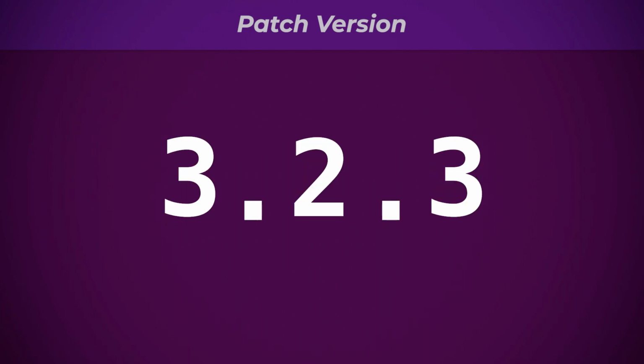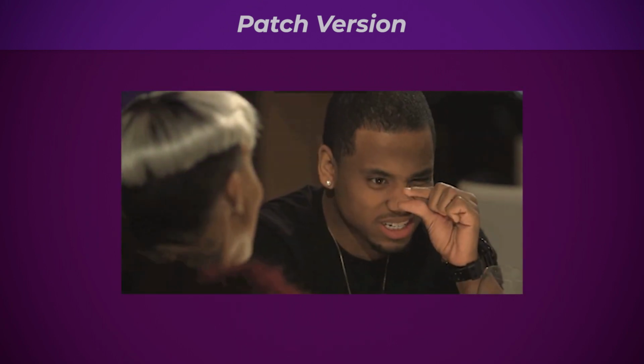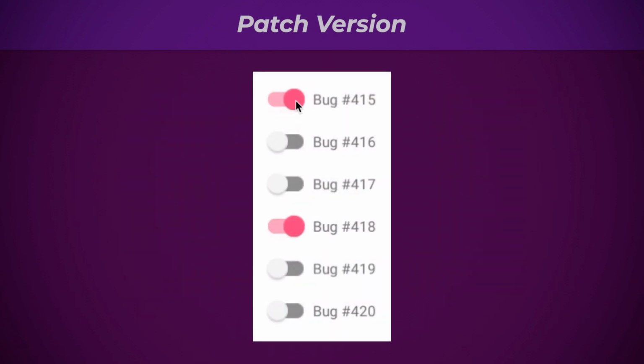Then we have patch, the last number in a versioning system. If we were to change Godot 3.2.3 to Godot 3.2.4 as originally planned, that would be considered a patch version change. The patch version is increased when we make smaller changes while remaining backwards compatible. This can include bug fixes, optimizations, and improvements on existing functionality.